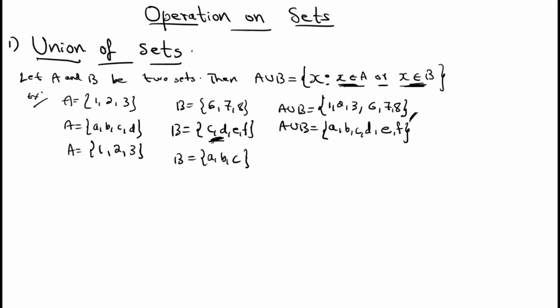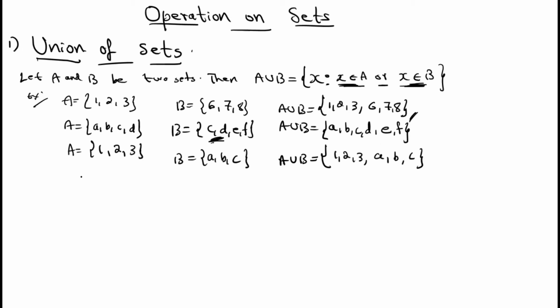Okay, what is A union B? A union B is equal to, see, elements of A are 1, 2, 3, and elements of B are A, B, and C. Okay, this is how to write the union.